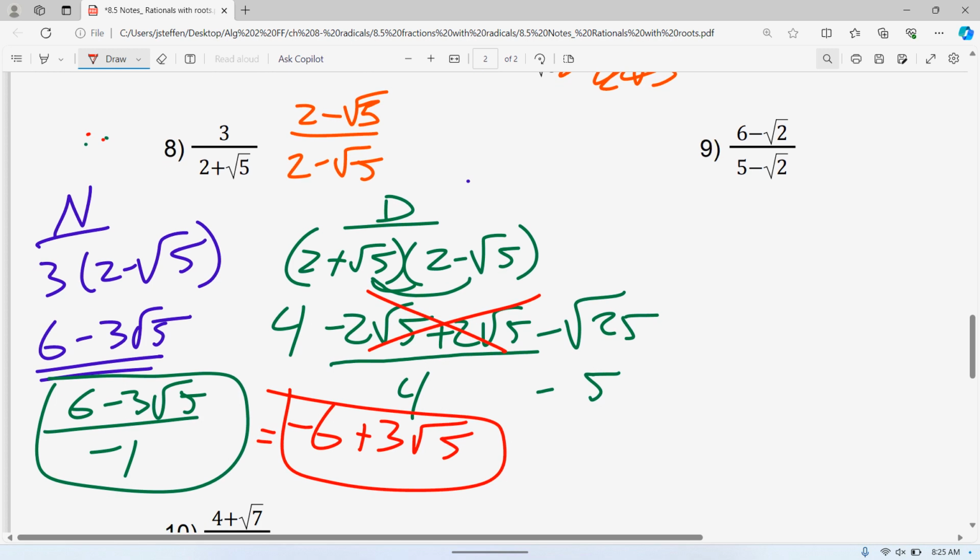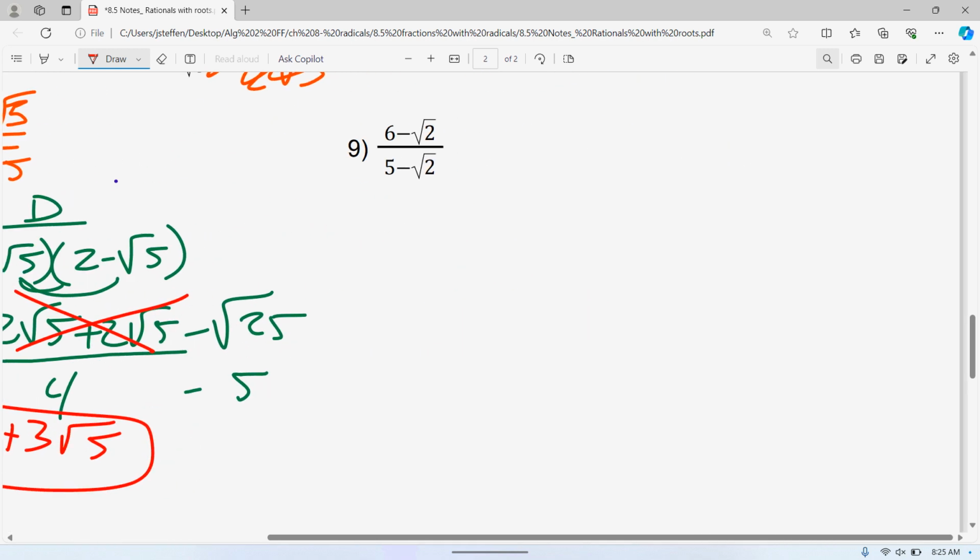All right, moving on to number 9. Same thing, multiply the top and the bottom, numerator and denominator, by 5 plus root 2. And again, remember, it's the conjugate of the denominator, and the conjugate is the opposite sign. Again, the two most common mistakes on this one were people multiplying by the conjugate of either the numerator and the denominator.